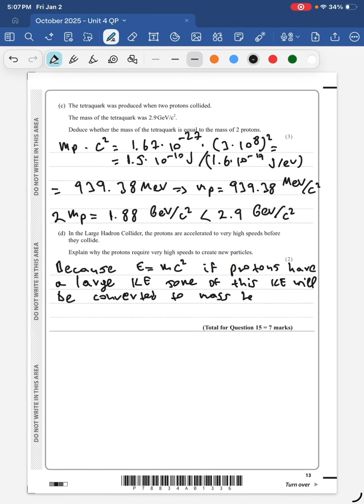Okay, hence we need protons to have very high speeds.